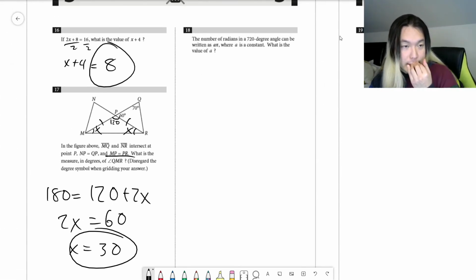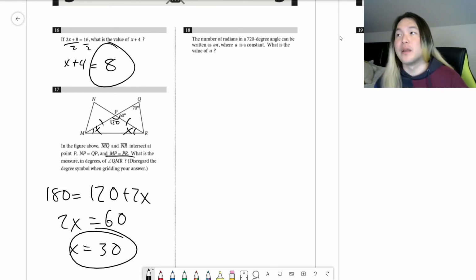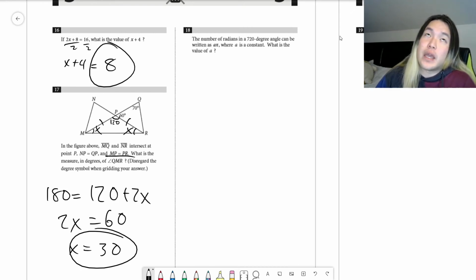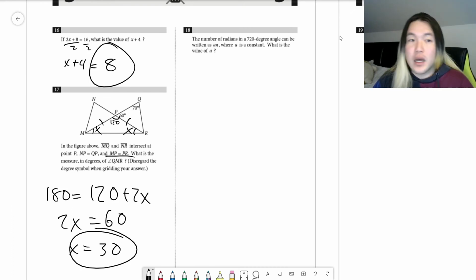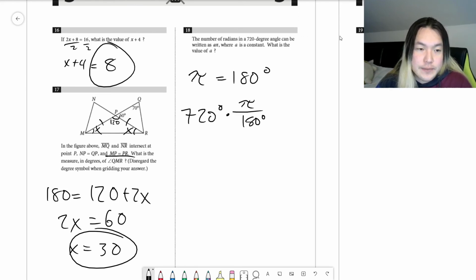Okay, 18. The number of radians in a 720-degree angle can be written as a pi, where a is a constant. What is the value of a? Okay, so what are radians? Radians is a way of measuring angles. And the key here is that pi radians is equal to 180 degrees. So to convert from 720 degrees to radians, all you need to do is multiply by pi over 180 degrees.